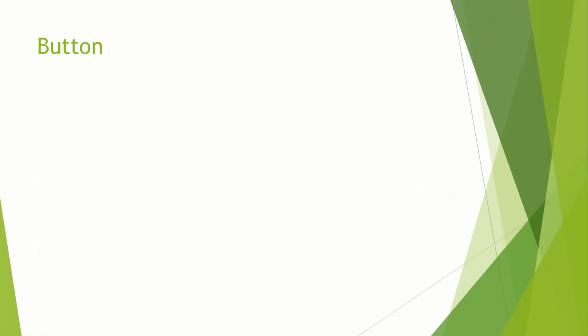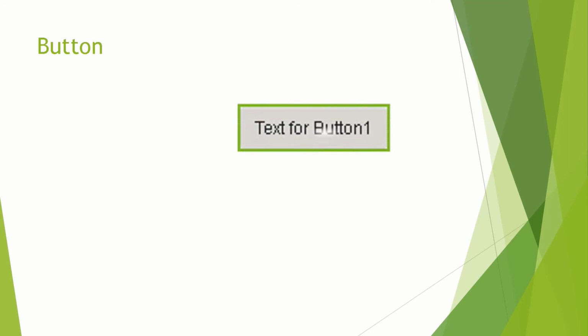Let's take an example of a button. Here you can see the properties of a button. Background color: this property will change the background color of the button. Enabled property will make the button enabled or disabled. Font bold property will make the button font as bold. Font italic property will make the button font as italic. Font size property will specify the button font size.